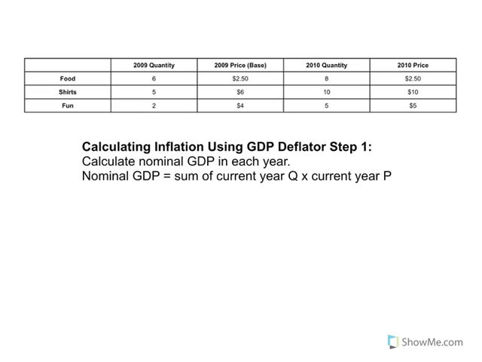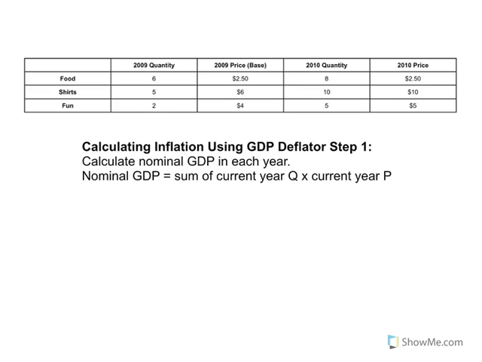And then we have the 2009 price for each of these things, and we're going to say 2009 is the base year, or the year we're comparing all other years to. And so food was $2.50, shirts was $6, fun was $4, and then we have the 2010 quantities and their prices. And so we need to find the GDP deflator.